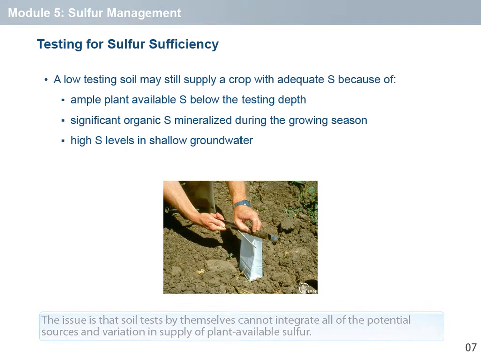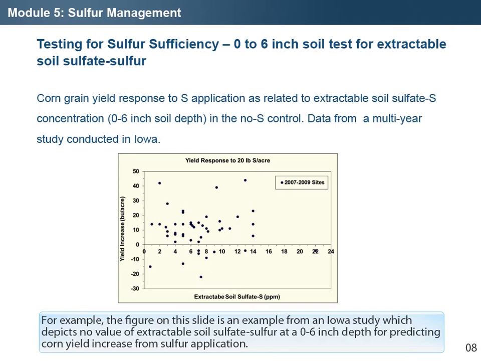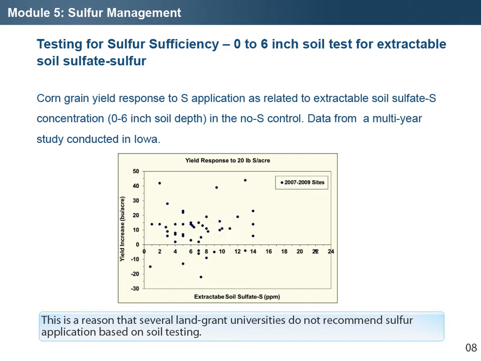plant-available sulfur. For example, the figure on this slide is an example from an Iowa study which depicts no value of extractable soil sulfate sulfur at a 0 to 6 inch depth for predicting corn yield increase from sulfur application. This is a reason that several land-grant universities do not recommend sulfur application based on soil testing.